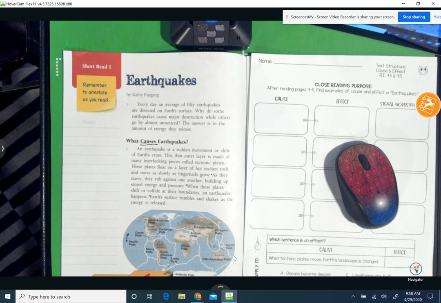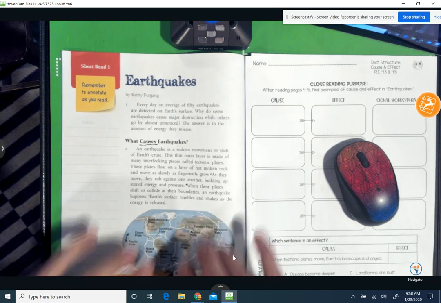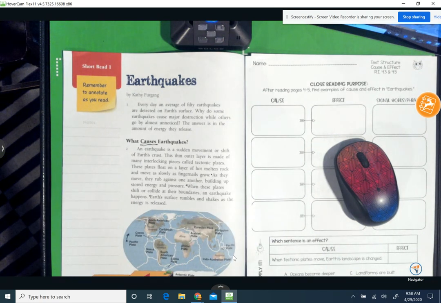And historically, for hundreds of millions of years, our plates have been moving, and it even causes the continents to shift a little bit. So I'm going to take a look here at paragraph number 2, and I want to read and locate some cause and effect sentences.